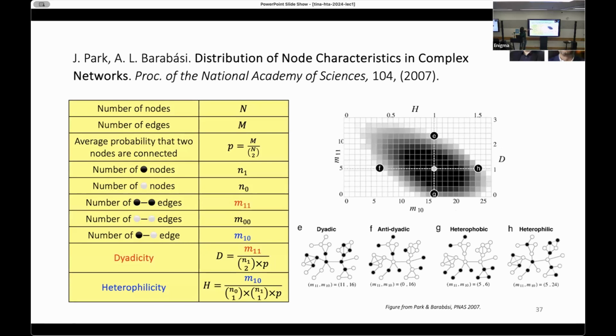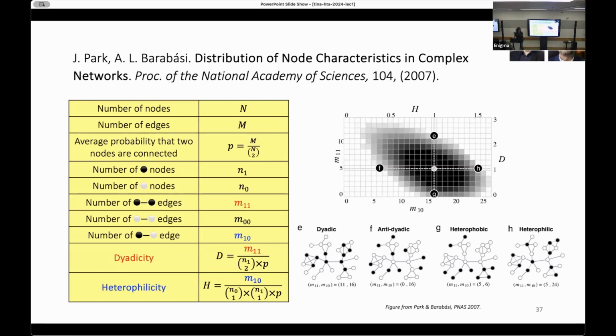Excellent. So you have capital N number of nodes and capital M number of edges. The average probability that two nodes are connected is M over the possible number of edges you can have, N choose 2. I'm just following their notation in the paper. The number of black nodes is N sub 1, and the number of white nodes is N sub 0. Then you count how many edges connect a black node to a black node, how many connect a white node to a white node, and how many connect a black node to a white node.